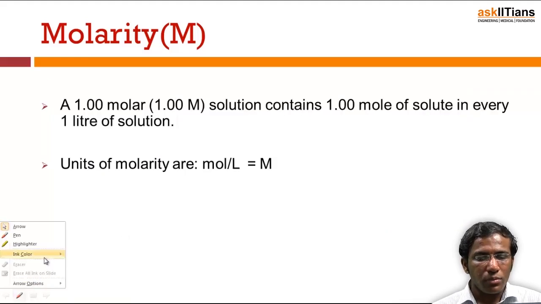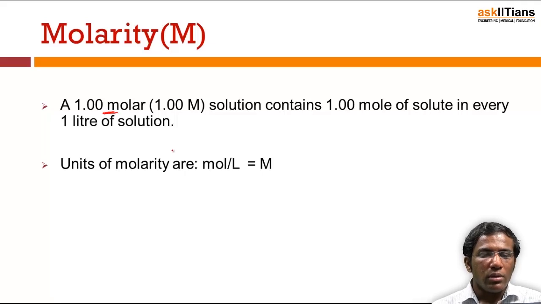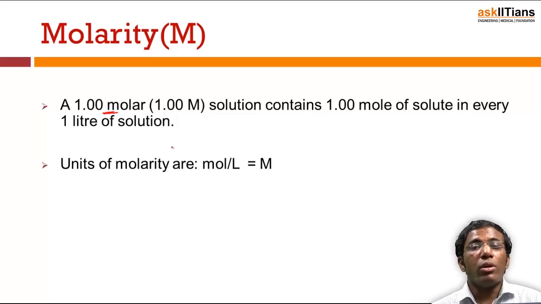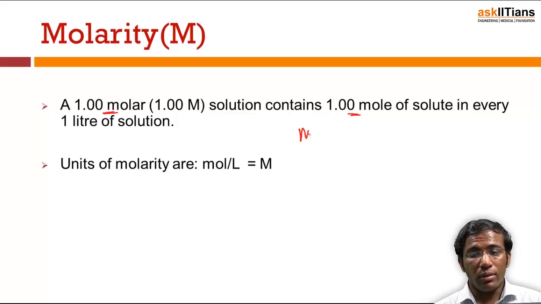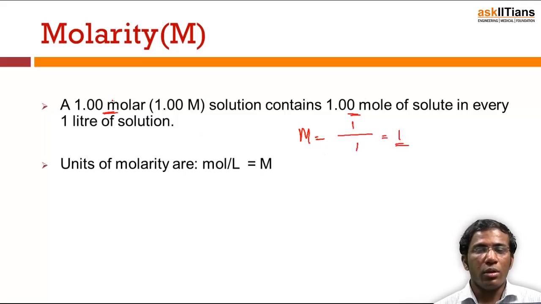The molarity is denoted by capital M. Say I want to prepare a 1 molar solution. That 1 molar solution contains 1 mole of solute in every 1 liter of the solution. We know that the molarity is equal to the number of moles divided by the volume. So you are taking 1 mole divided by 1 liter, so the molarity will be 1. It is known as a 1 molar solution.